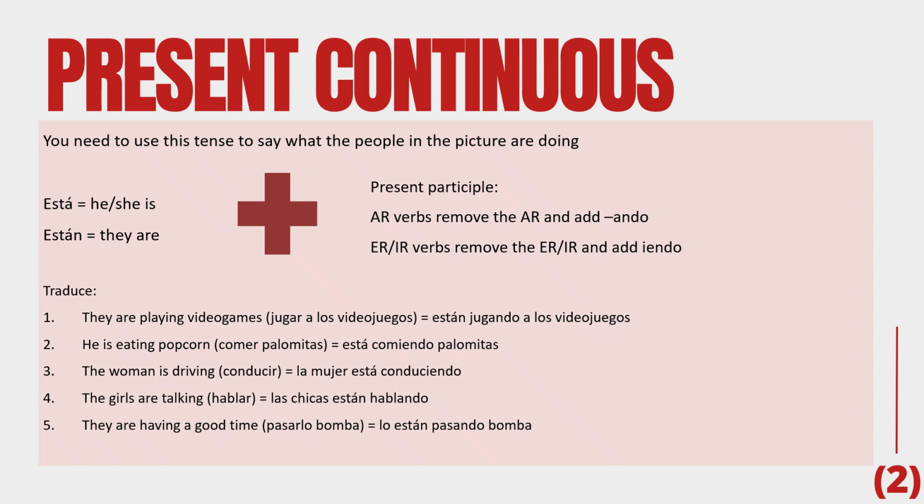5, lo están pasando bomba. That one was really difficult, but the lo on the end here, anytime you've got anything after the AR, ER, IR on the infinitive, it would go before any of the verbs at the very start. So lo están pasando bomba. And 6, los chicos están usando los móviles. Okay.